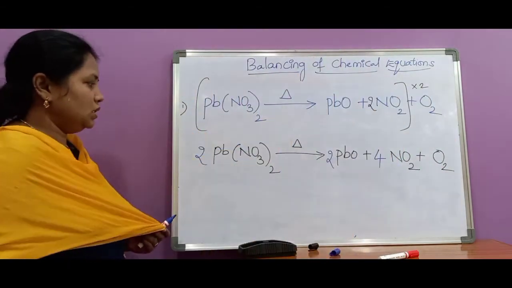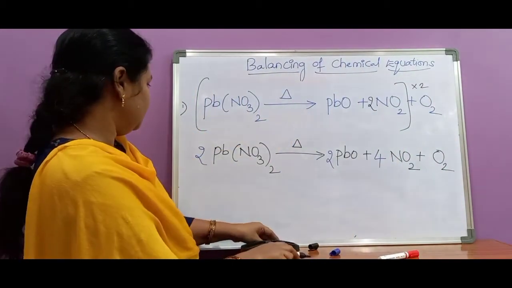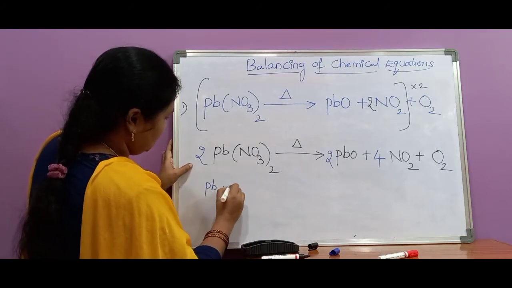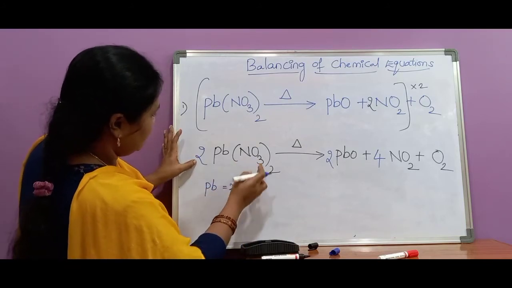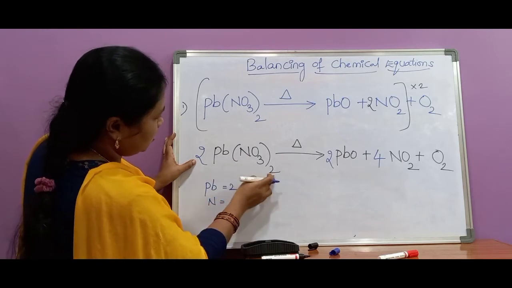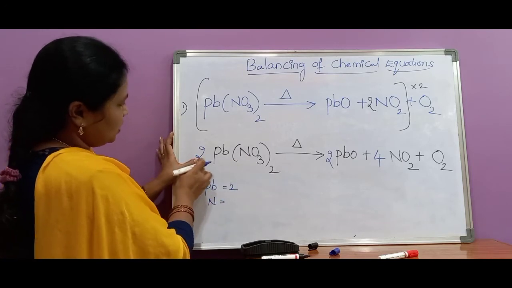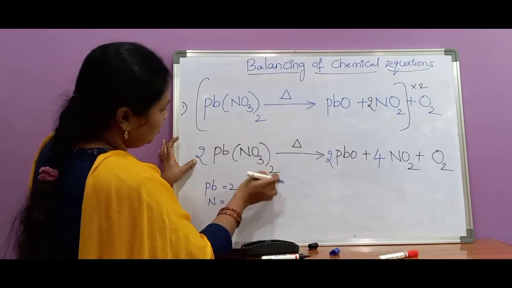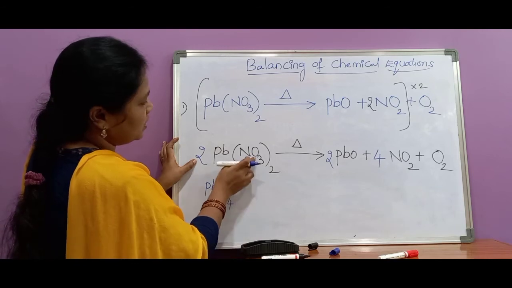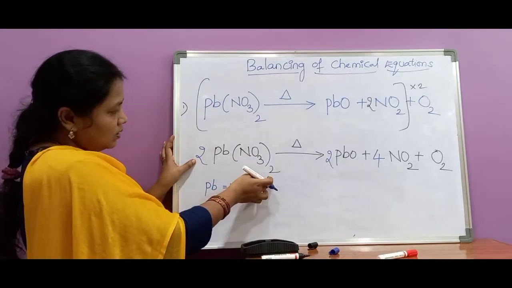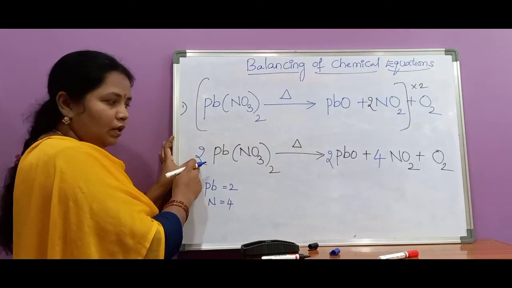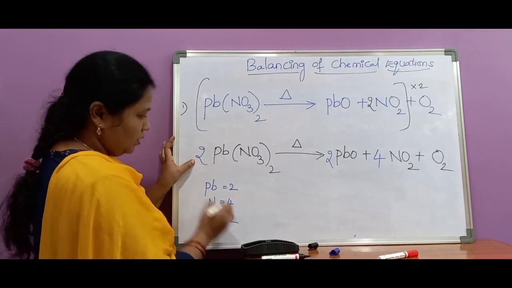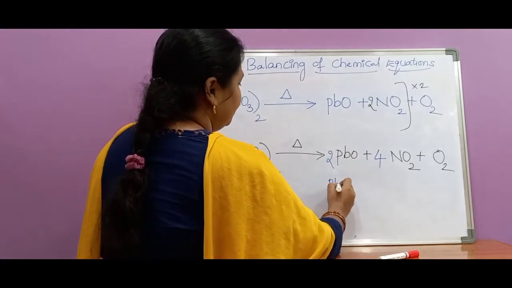Now count the number of atoms. 2 lead, Pb, 2 nitrogen. Here 2 is there and here also 2 is there. This 2 is applicable for lead, nitrogen and oxygen. So 2 into 2, 4 nitrogens and oxygens. 3 into 2, 6 oxygens into 2. Again 2 is there here. 3 into 2, 6. 6 into 2, 12. Oxygens are 12.